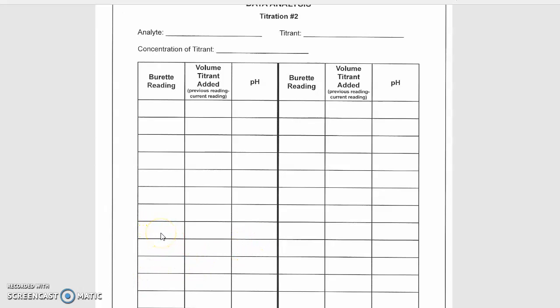The next one, 35.10 for your burette reading, 9.90 for the volume added, and you have reached 7.00 for your pH. We'll continue beyond that point. 34.90 here, 10.1 here, and that reaches 10.70. 34.75 here, 10.25 here, 11.09 here. And I'm going to stop there, and we'll continue on in the next video with the rest of the data.